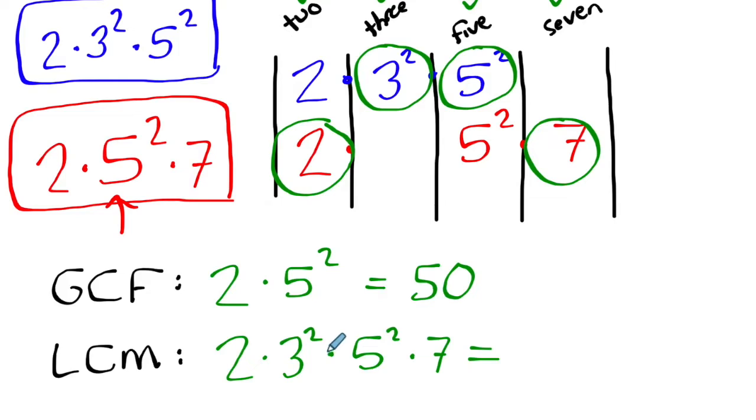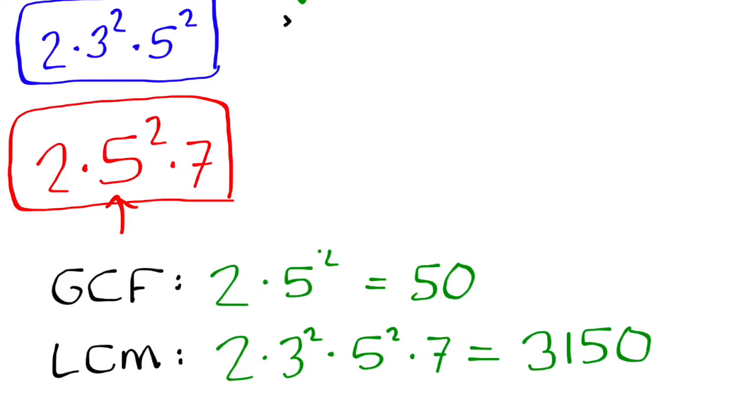Now I'm going to cheat here. I've got a calculator sitting next to me, so I'm just going to go ahead and type this in using my calculator. And I get this big number, 3150. What that means is the smallest number that my original numbers can multiply to become is 3,150. Now, I know I erased the original numbers, but I do remember what they are. This number in blue started off as 450. This number in red started off as 350.